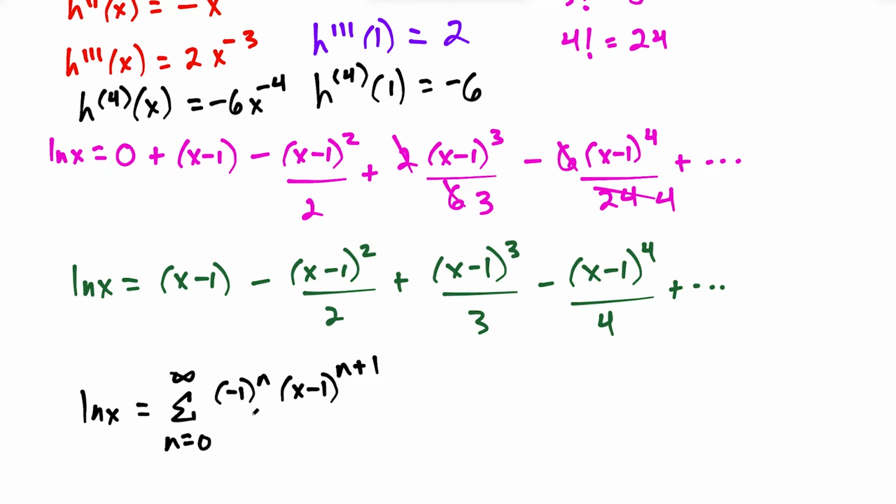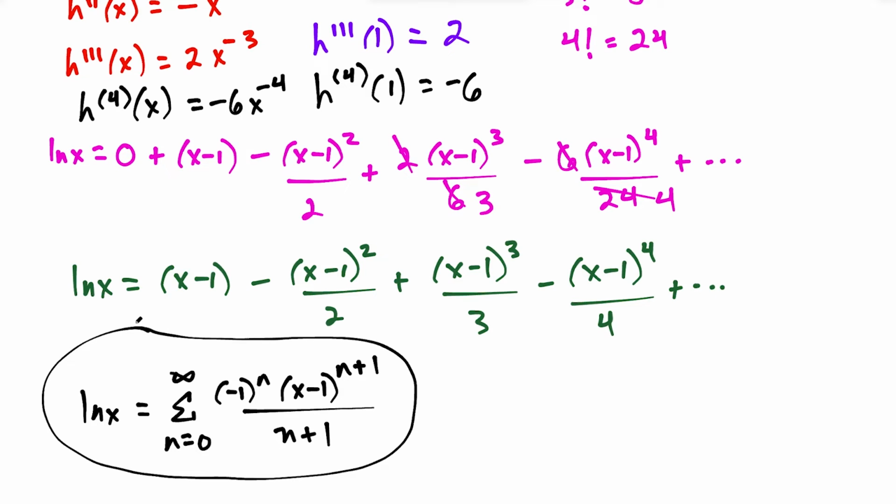And then the next thing to notice here is that the number in the denominator matches the power above it. So I'm just going to write an n plus 1 like this underneath. So this would be our Taylor series expansion for natural log x centered at 1.